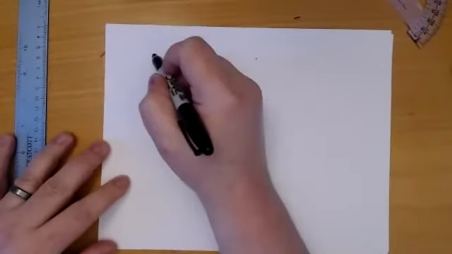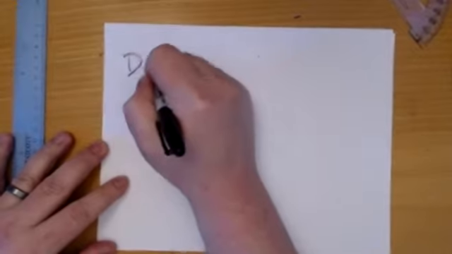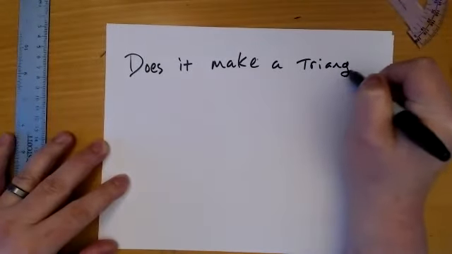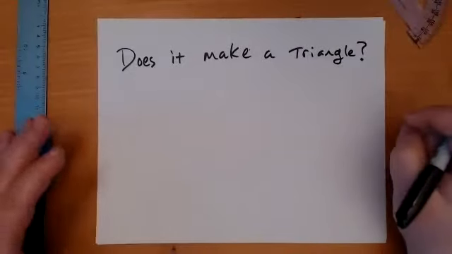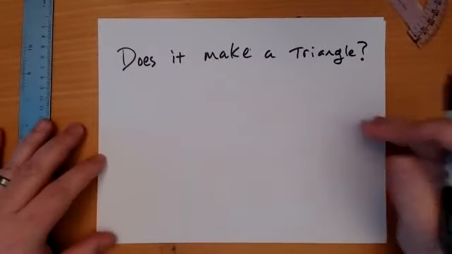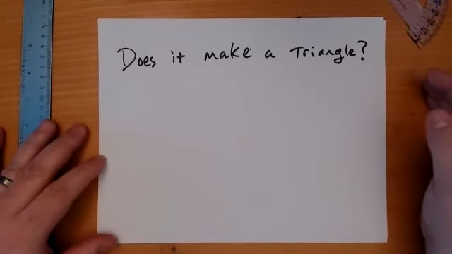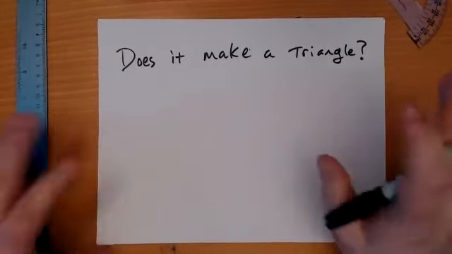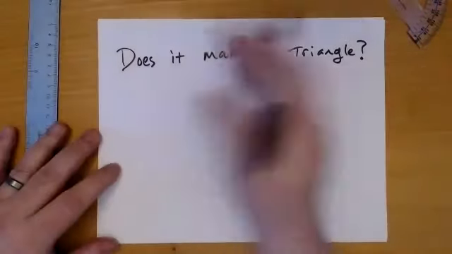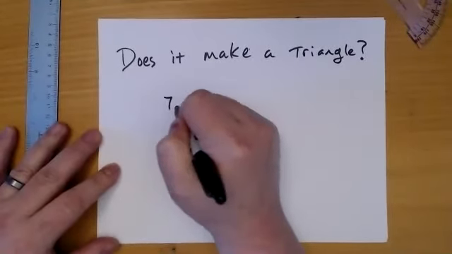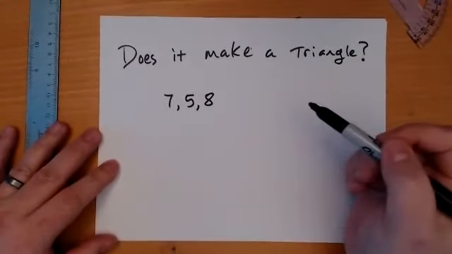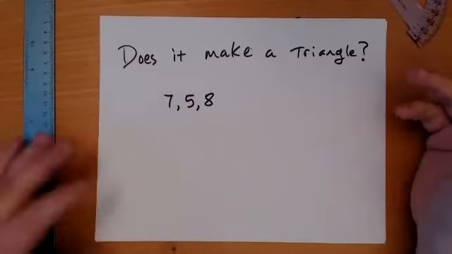On to the next topic. So here's the way it works. I'm going to give you three sides, three lengths, and we're going to figure out if it really is a triangle or not. So here's how it goes. It's really quite simple. I'm just going to give you three numbers right now: 7, 5, and 8. So these are the sides of a triangle, or maybe it's a triangle, maybe it's not.